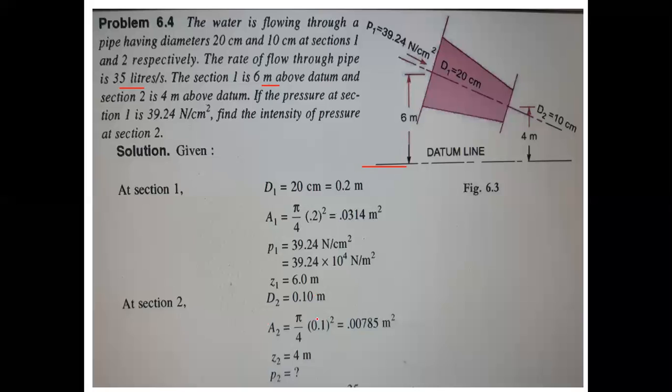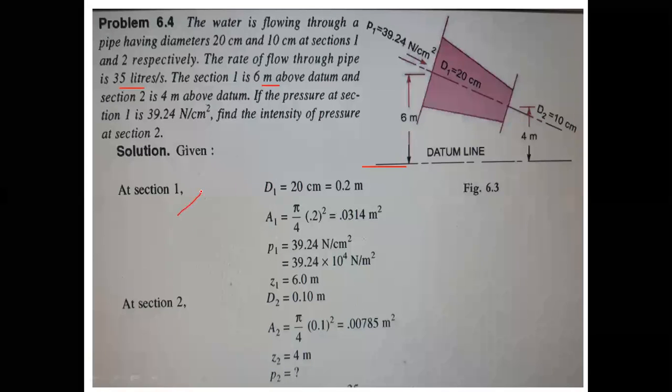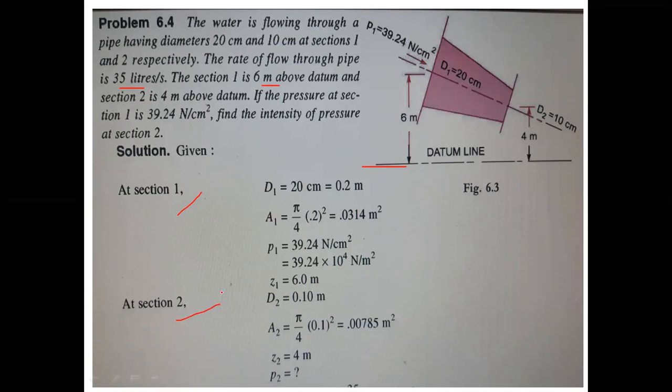Okay na? Now write the given data at section 1 దగ్గర రాసుకోండి, given data at section 2 దగ్గర రాసుకోండి. And what is the given data at section 1? Section 1, what is the diameter d1? d1 is equals to 20 centimeters, convert into meters, 0.2 meters. Then diameter ఉంది కాబట్టి ఆటోమేటిక్గా a1 కనుక్కోండి. a1 is equals to 0.314 meter square.